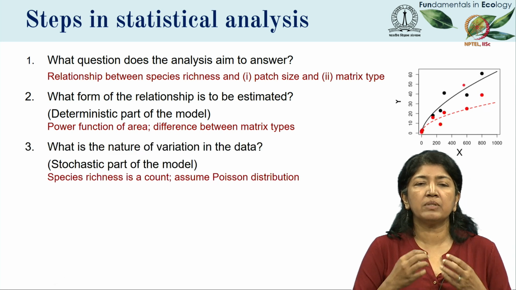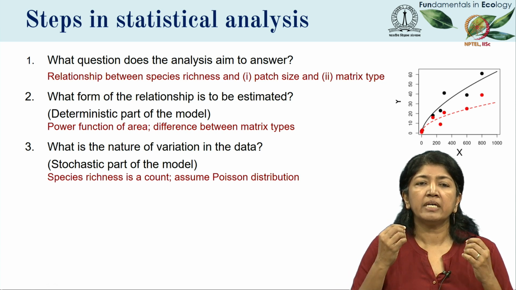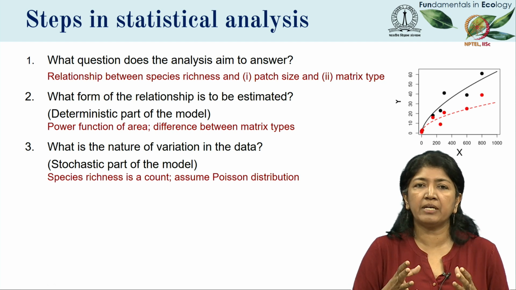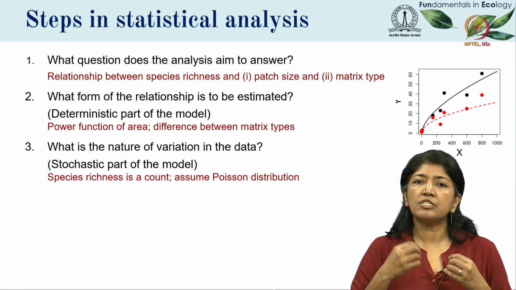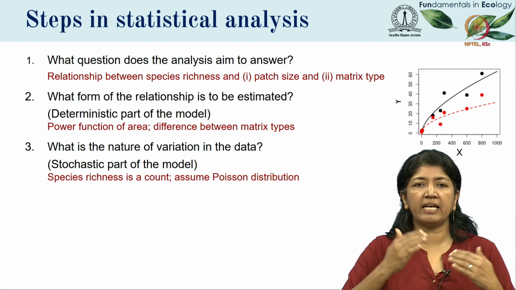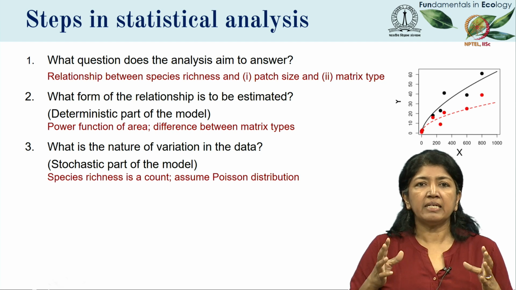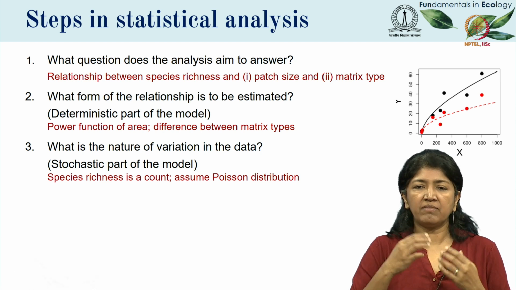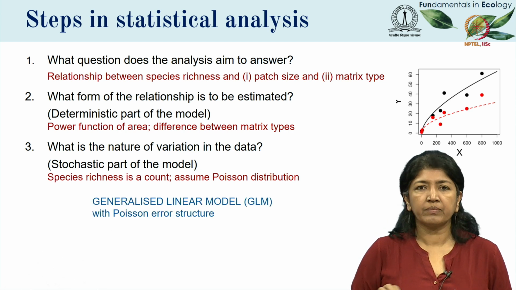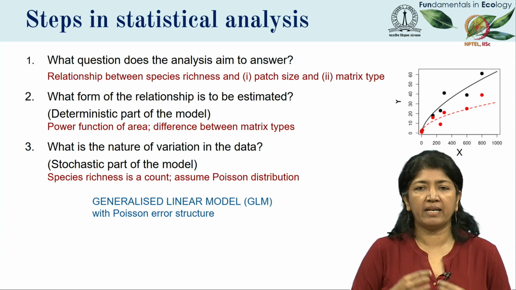The third step is to think of the stochastic part of the model. What is the nature of variation in the data? Here species richness is a count. We have number of species in a particular habitat patch. So, then a suitable distribution that we can think of to capture this variation in the data is a Poisson distribution. So, given the deterministic part and the stochastic part that I have described to you here, the first kind of model that this will point to is a generalized linear model or a GLM with Poisson error structure.